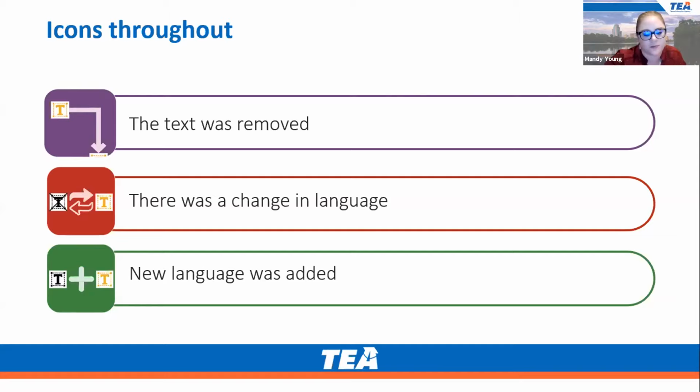So let's move on to the first part of Chapter 89. On this next slide, you're going to see a red icon because there was a change in language.